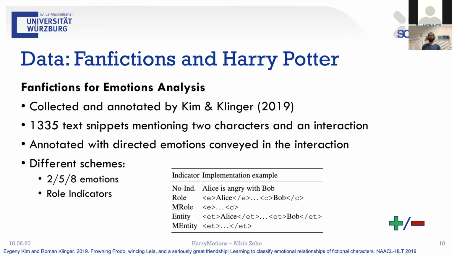The annotations are for different schemes, so we have annotations for 2, 5, and 8 emotion classes, and we also have some role indicators that are shown in this table. These role indicators mostly have the purpose of showing which character is causing and experiencing, or possibly also masking the character's name, so that the model does not have the possibility to just learn that Harry and Ron always interact positively, and therefore not focus on the actual interaction that is described in this specific sentence.